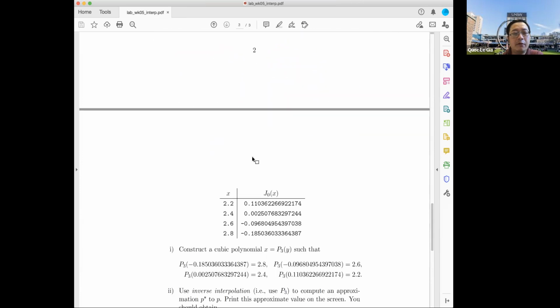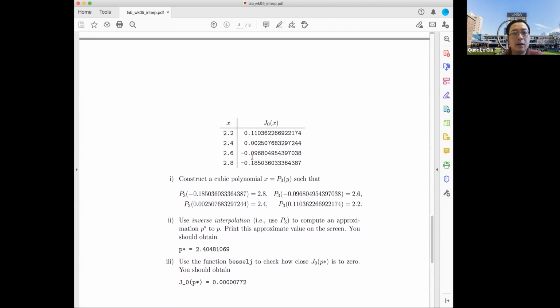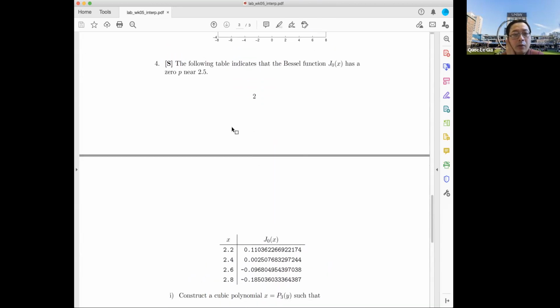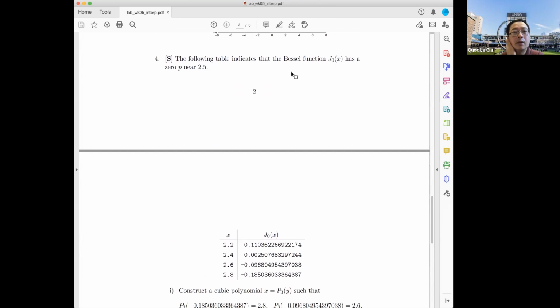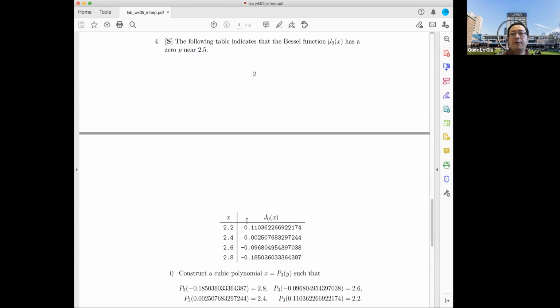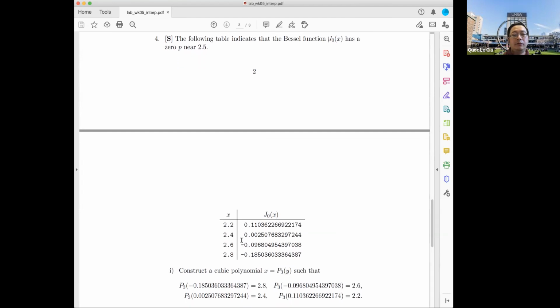I think number four is slightly different. Number four is inverse interpolation. Before you had a Bessel function Y, and now there's a Bessel function J. There are two types. Essentially this one is Bessel J, and the order is zero. And now the Bessel function has a zero near 2.5. Why is that? By looking at this table, I say that the function J0 has a zero near 2.5.